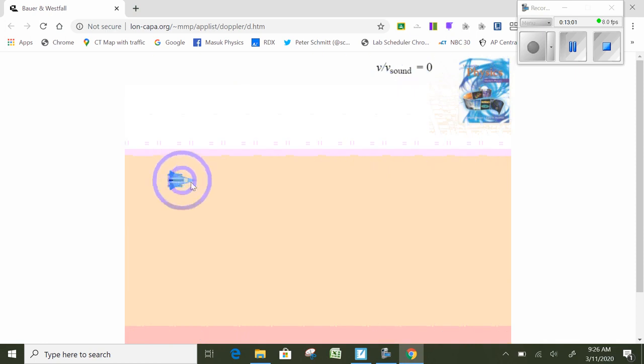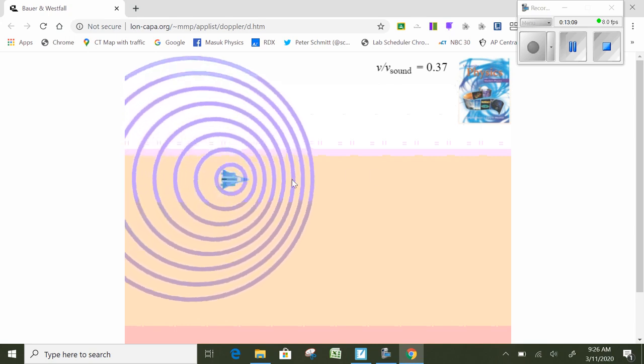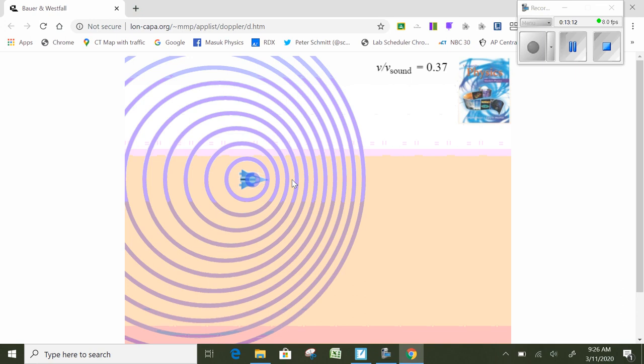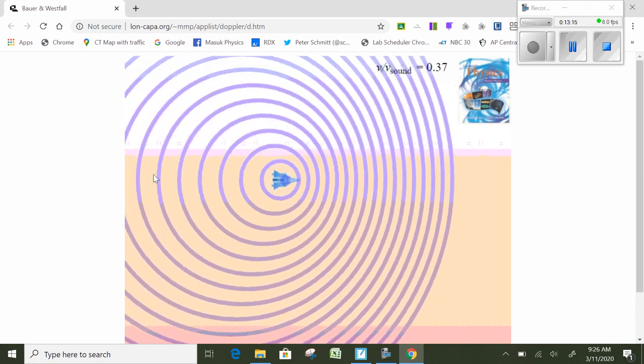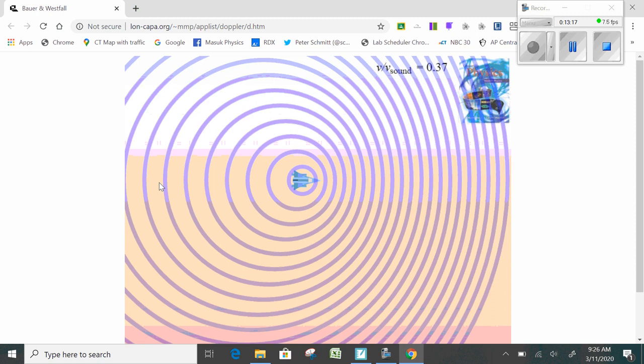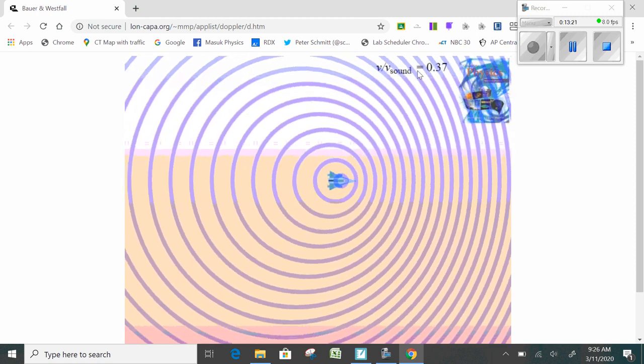Now I'm going to do that again, but now I'm going to have the airplane move. So if the airplane's moving, if you're sitting here, the waves will hit you more often. So it'll be a higher frequency, so you hear the note higher. If you're on this side, because the airplane's moving away, the waves will hit less often, so you hear a lower note.